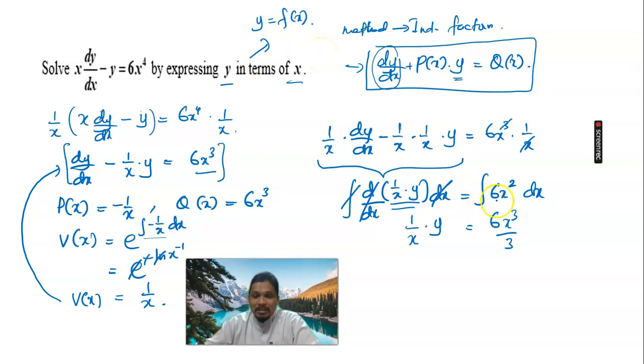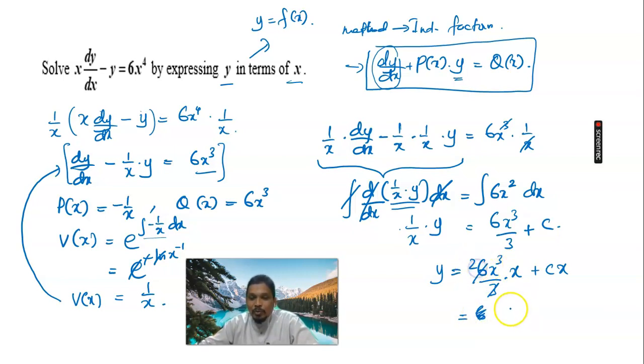Now class, don't forget we have c here. It's an indefinite integral, so we have no limits from x equal to a until x equal to b, so we end up with a constant c. Finally we multiply with x on both sides: y equal to 6x cubed divided by 3 multiplied with x plus cx. Simplify 6 divided by 3 equal to 2, then we get 2x to the power of 4 plus cx.